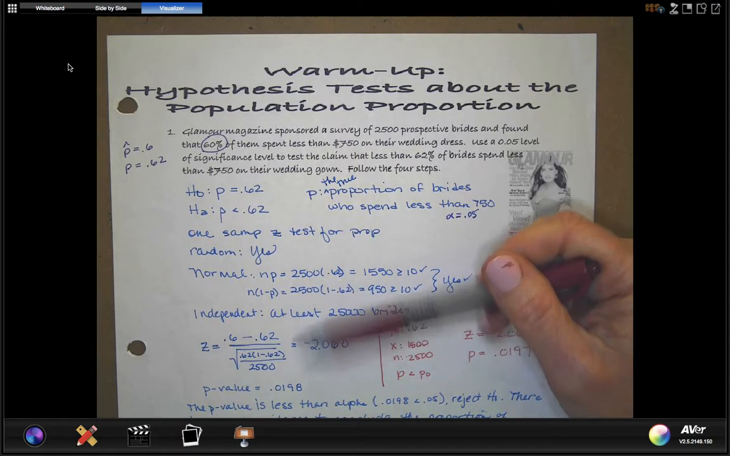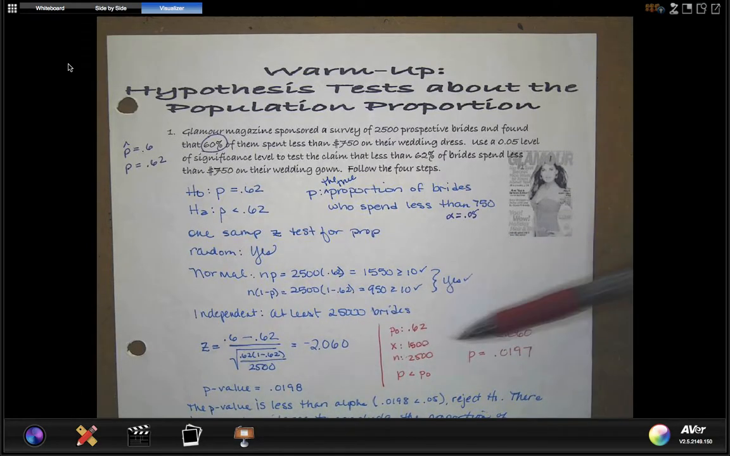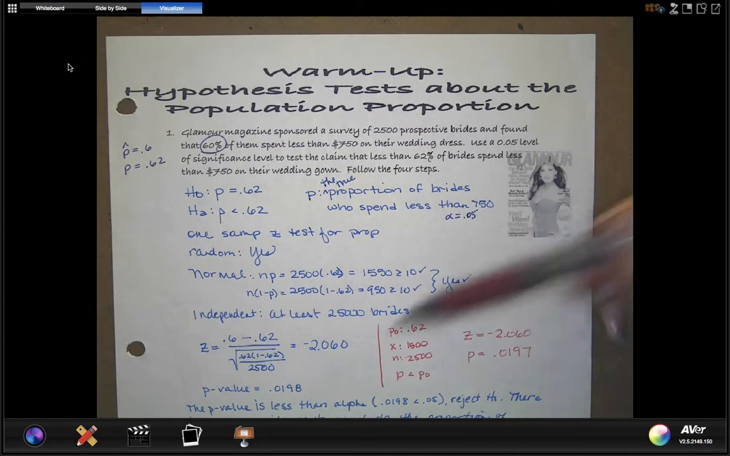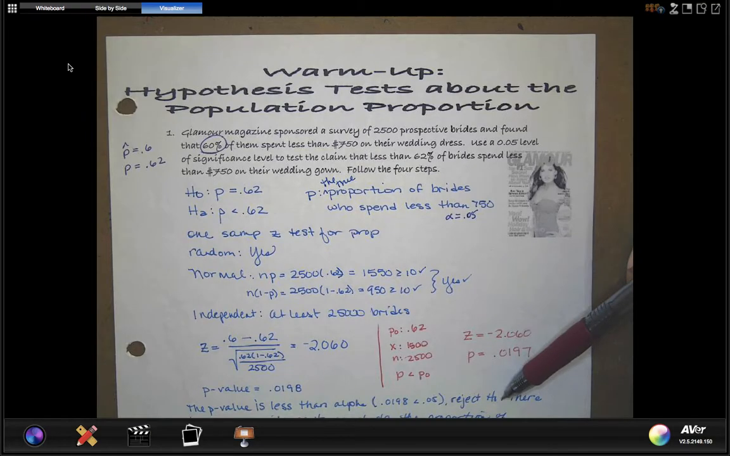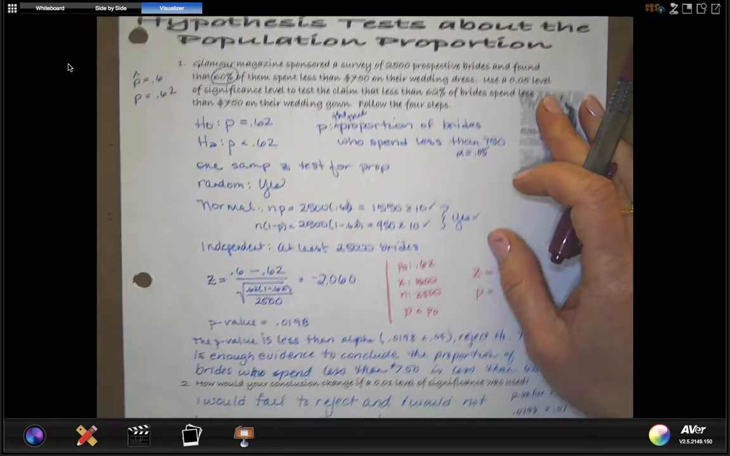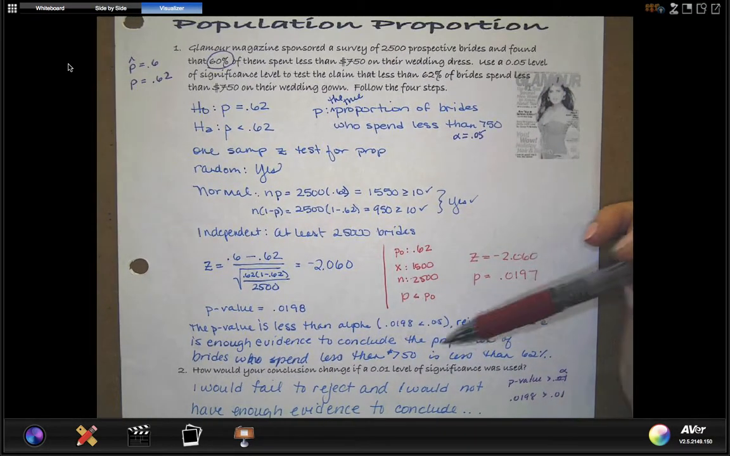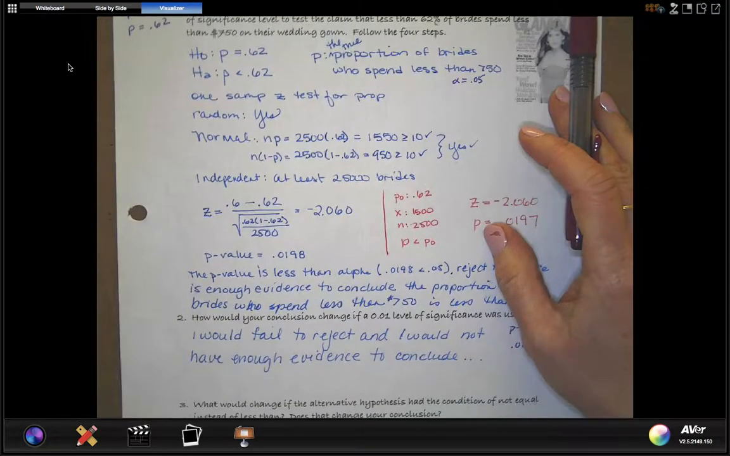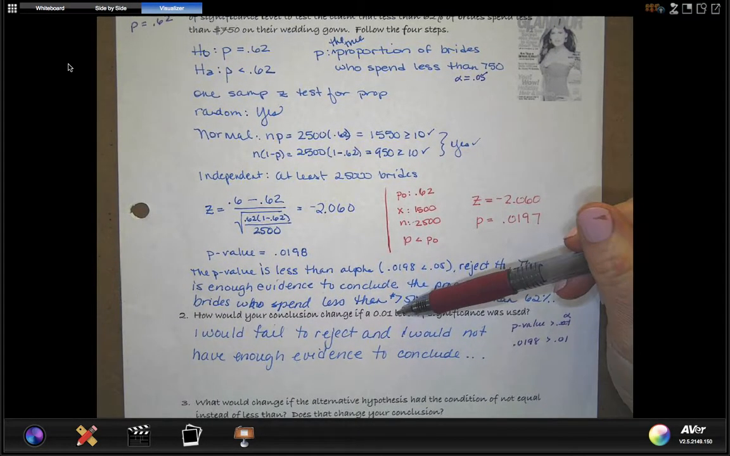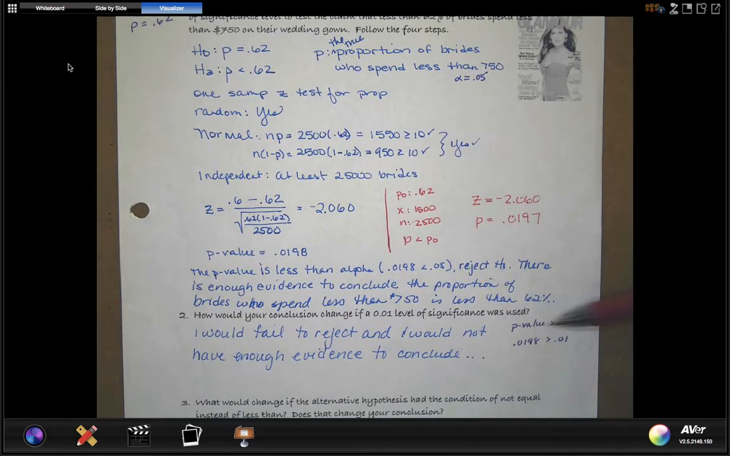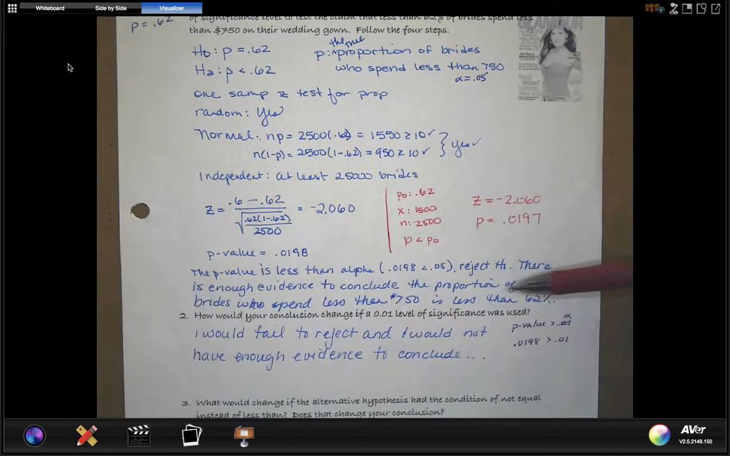You can do it the old way, or you can do it the new way with the calculator. Your p-value is less than alpha, I picked a significance level here, so reject the null. There is enough evidence to conclude the proportion of brides who spend less than 7,500 is less than 62%. So if I used a 0.01 level of significance, my p-value would be greater than alpha. So then I would fail to reject, and I would not have enough evidence to conclude the proportion of brides who spend less than 750 is less than 62%.